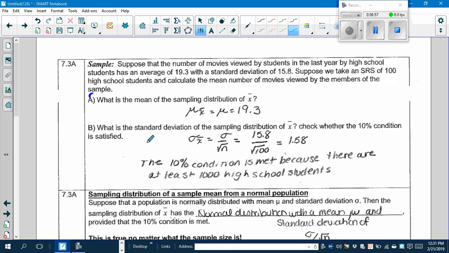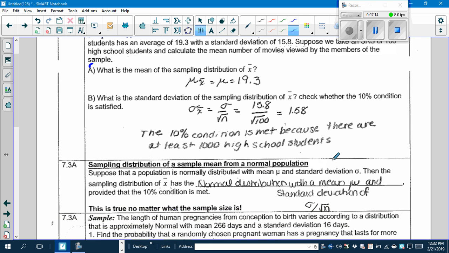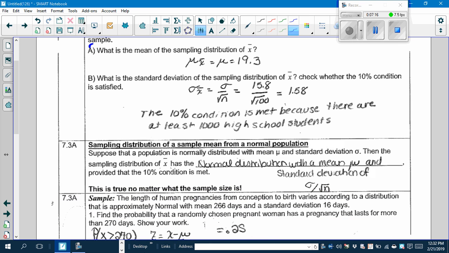So the 10% condition has to be met because there are at least 1,000 high school students in the population that we're sampling from. So suppose that a population is normally distributed with a mean and standard deviation, then the sampling distribution has the normal distribution with a mean and standard deviation, what we have, provided that this 10% condition is met.